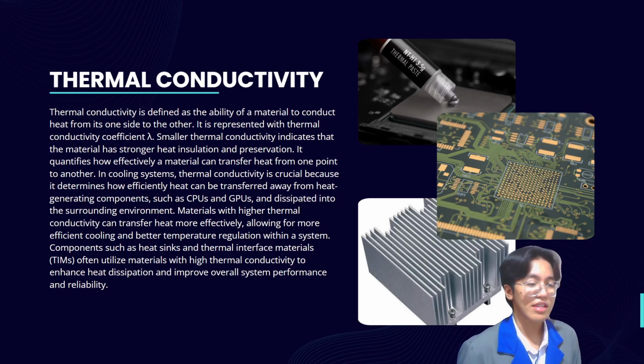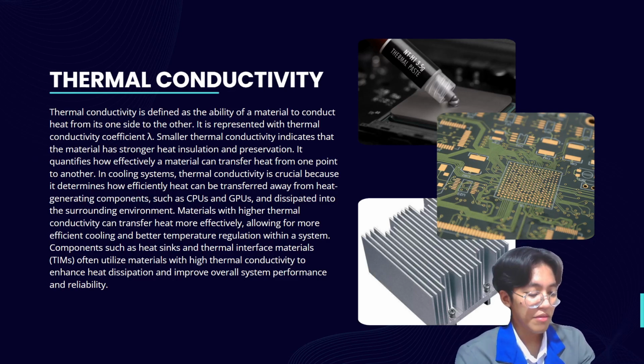As you can see, the pictures provided are some examples of materials that have high thermal conductivity and can help our computer components stay cool and not overheat. Examples of this are thermal paste, copper, and aluminum. Thermal paste, or what we call thermal grease, is commonly used to fill gaps between the CPU or the GPU and its heatsink. It improves the efficiency of heat transfer.